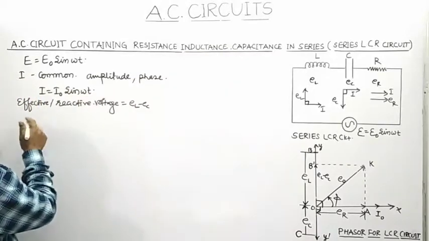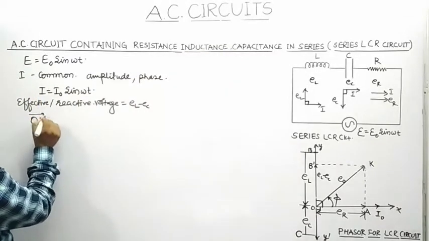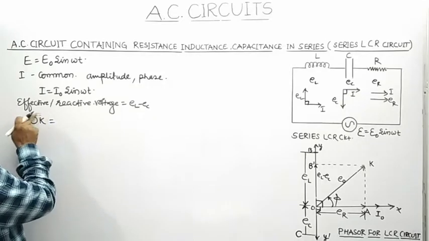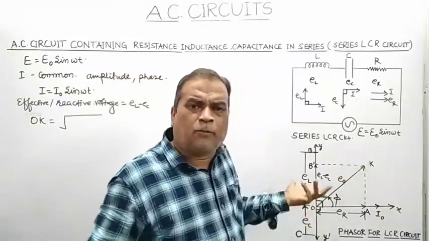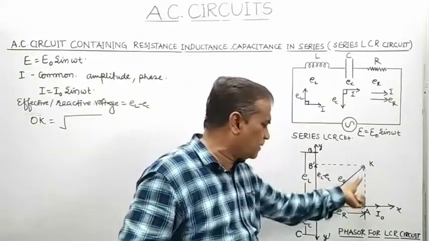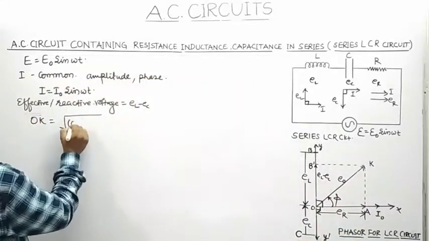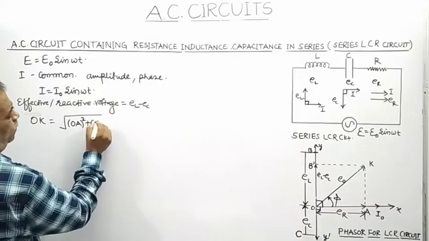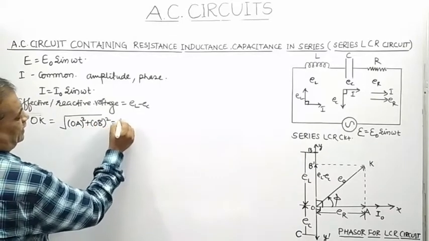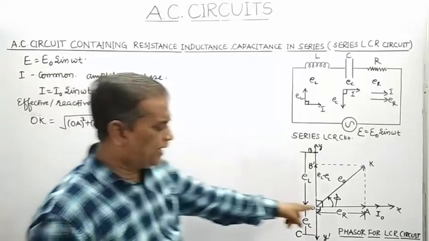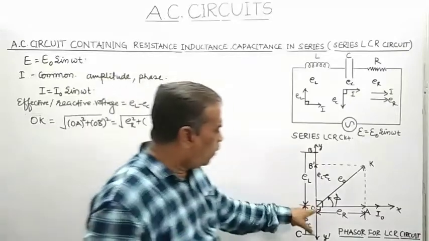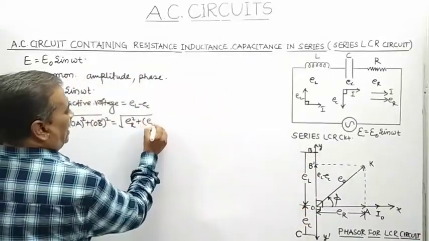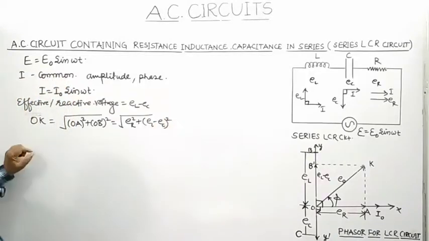Therefore, OK is equal to under root of. Now what you can say? OK equal to, according to Pythagoras theorem, OK equal to what? Base square plus height square. It means it is OA whole square plus OB dash whole square. So that is under root of. Now OA, it will represent ER. So it is ER whole square plus OB dash, it is EL minus of EC whole square.